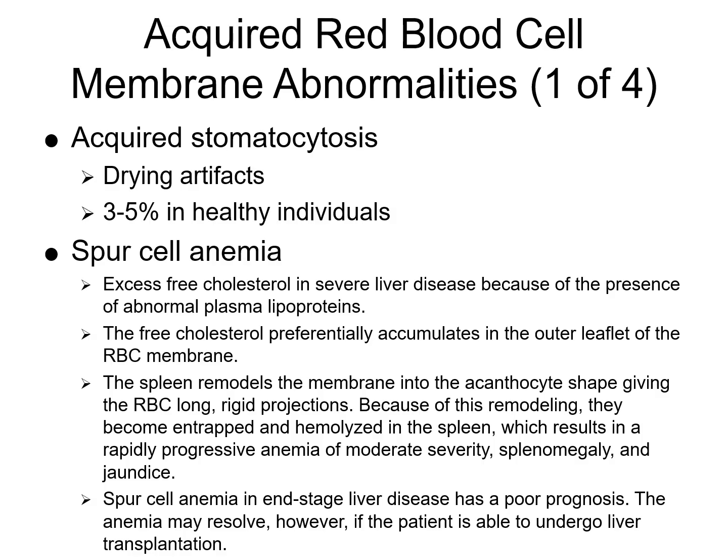These abnormally shaped red blood cells become trapped and destroyed in the spleen, which can cause a rapidly progressive anemia of moderate severity, splenomegaly, and jaundice. The prognosis is pretty poor in end-stage liver disease, but anemia may improve if the patient undergoes liver transplantation.